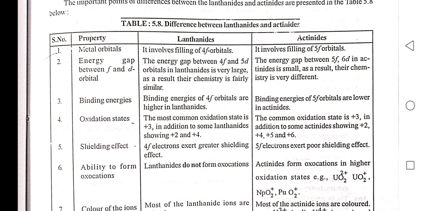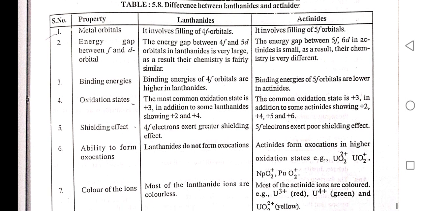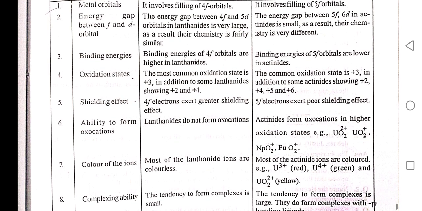Properties. First, metal orbital. Lanthanides: it involves filling of the 4f orbital. Actinides: it involves filling of the 5f orbital. Energy gap between f and d orbitals. The energy gap between 4f and 5d orbitals in lanthanides is very small. As a result, their chemistry is fairly similar. The energy gap between 5f and 6d in actinides is small. As a result, their chemistry is very different. Binding energy of 4f orbitals is higher in lanthanides and lower in actinides.